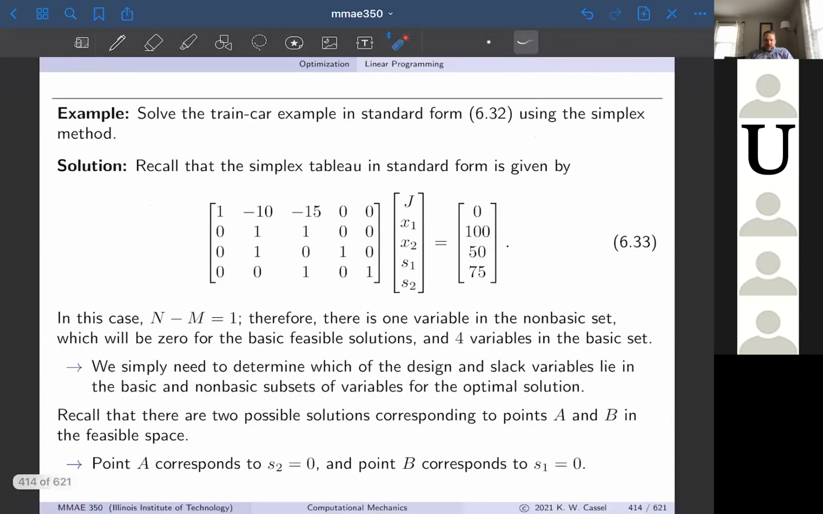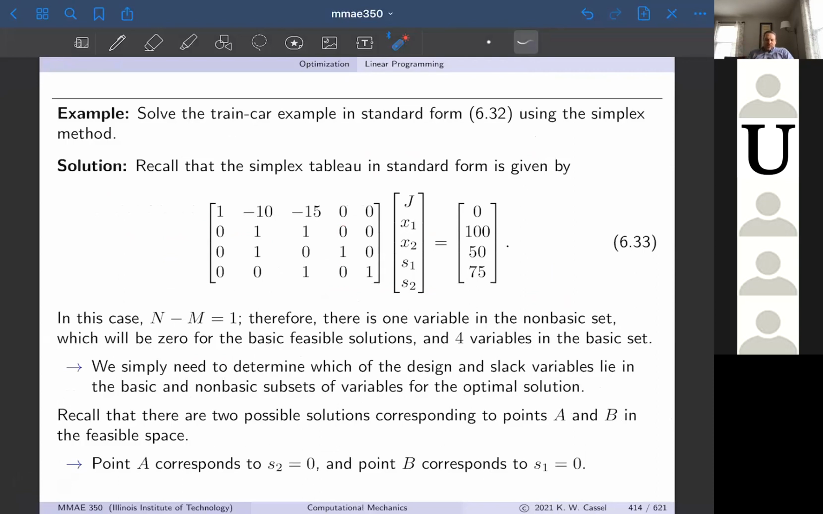All right, so let's see how this goes for the train car example. We're just going to apply those principles to the train car example. This is not exactly the simplex method in the way that it would be implemented on a computer. This is kind of a heuristic or an intuitive application of the simplex method based on those three principles.